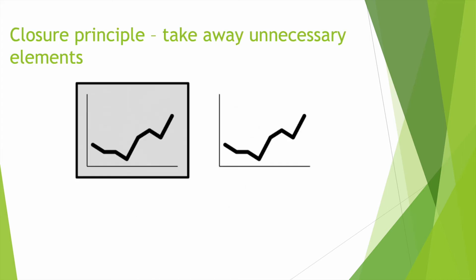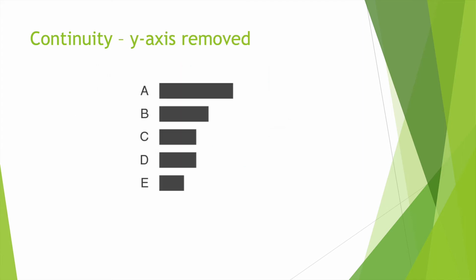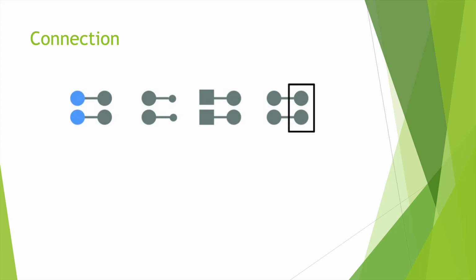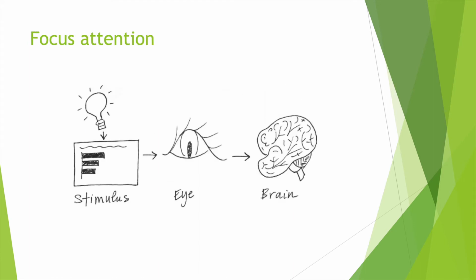Closure would be like this. Closure principle, take unnecessary elements out, would be something like this. Continuation from 1, 2, 3. How are we going to process your axis removed? This would be a connection one. So and then focus attention.